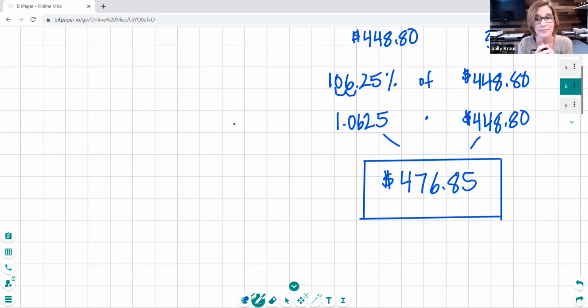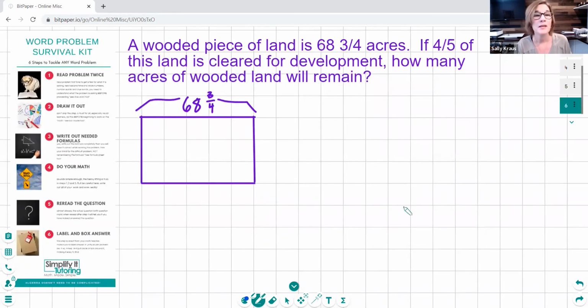You can do this. All right, last one. Of course, I had to throw a fraction in there because I know fractions and word problems are your least favorite thing. So I'm really trying to clear that up for you and let you know how simple it can be. All right, step 1, read the problem twice. A wooded piece of land is 68 3/4 acres. If 4/5 of this land is cleared for development, how many acres of wooded land will remain?